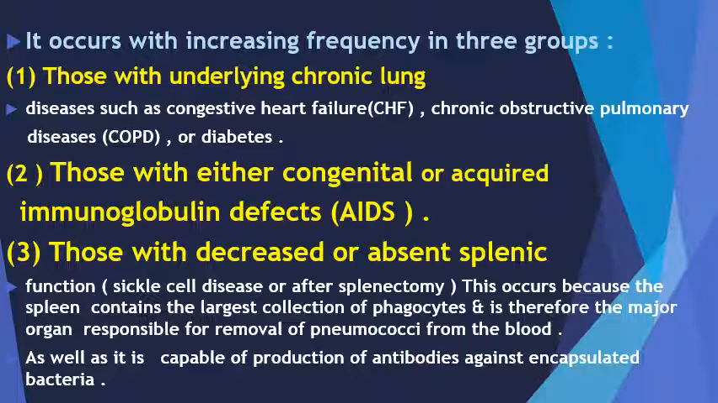This occurs because the spleen contains a large collection of phagocytes and is therefore the major organ responsible for the removal of pneumococci from the blood. Therefore, those patients with a splenectomy or with sickle cell disease should receive the pneumococcal vaccine.